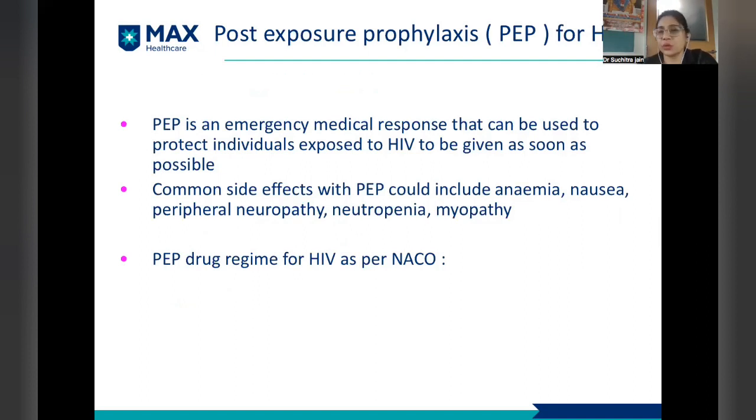Post-exposure prophylaxis for HIV is immediate. It is a medical response that should protect individuals exposed to HIV as soon as possible. The common side effects of post-exposure prophylaxis are many, so we should be careful whenever we give it. They mainly are anemia, nausea, peripheral neuropathy, neutropenia, and myopathy.